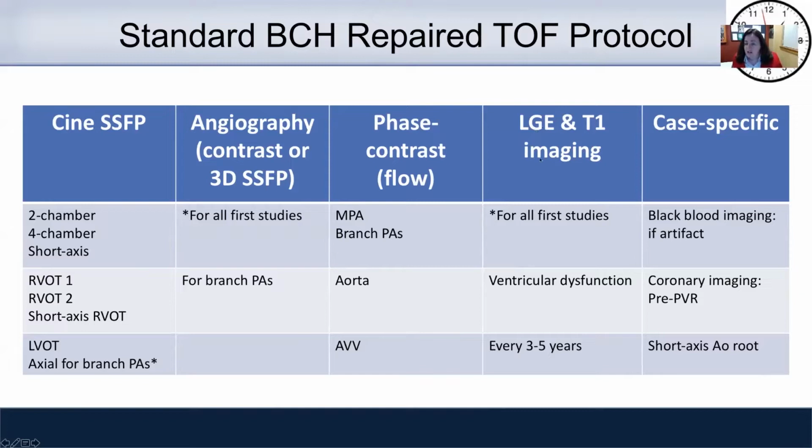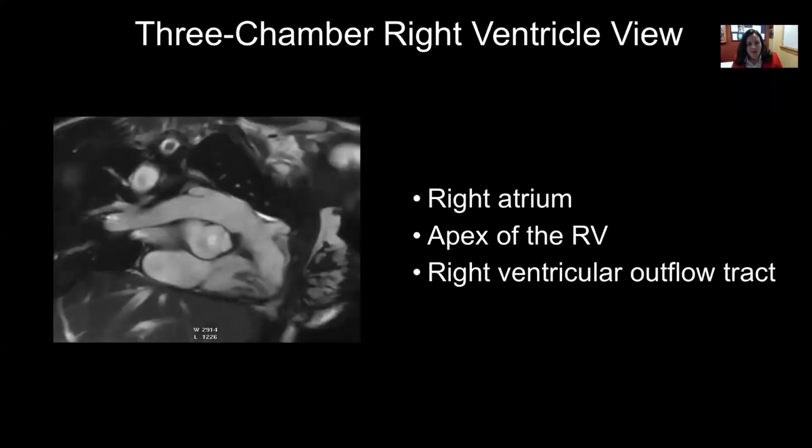Now, if we're giving contrast, we are going to look for late gadolinium enhancement in all first-time studies, and we have now begun looking at T1 mapping for extracellular volume fraction for more diffuse forms of fibrosis. We do this imaging more commonly in those adults that have ventricular dysfunction, and we're repeating that about every 3 to 5 years. There are also some case-specific indications I've listed here where we use other forms of MR imaging to look at specific details.